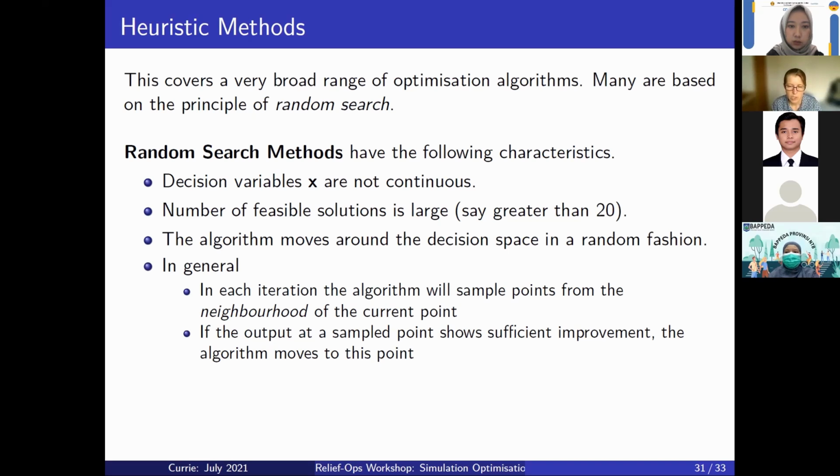The number of feasible solutions is generally large, for example greater than 20. You could go higher than that. There will often be very large problems, and so essentially it's not feasible to sample all of them. What you find then is that the algorithm moves around the decision space in a random fashion, and the randomness is important because that stops you getting stuck in local minima.